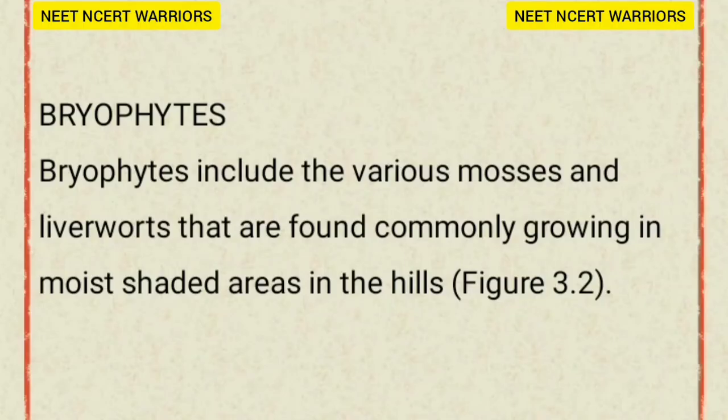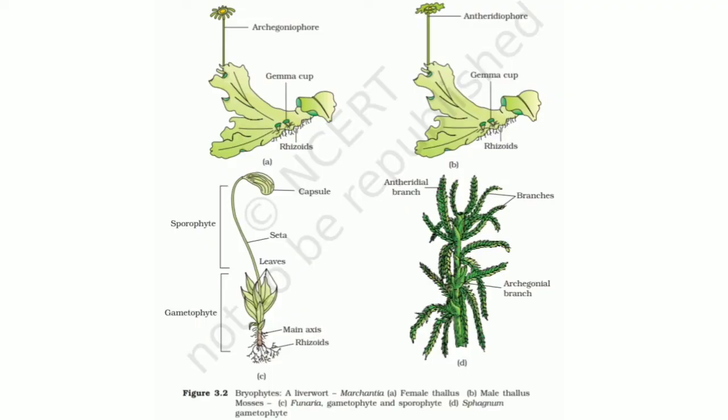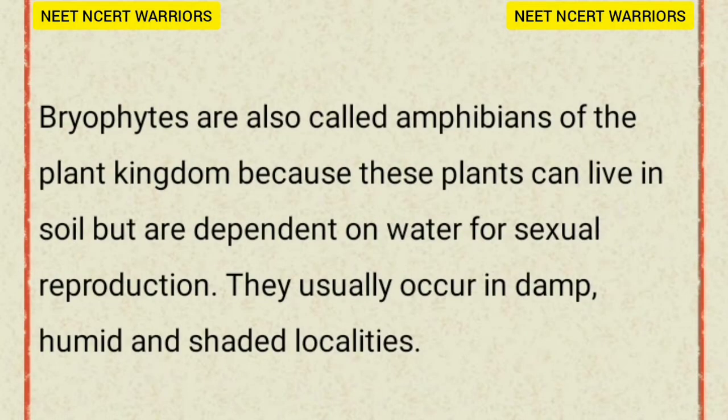Topic: Bryophytes. Bryophytes include the various mosses and liverworts that are found commonly growing in moist shaded areas in the hills you can see in Figure 3.2. Bryophytes are also called amphibians of the plant kingdom because these plants can live in soil but are dependent on water for sexual reproduction. They usually occur in damp, humid and shaded localities.